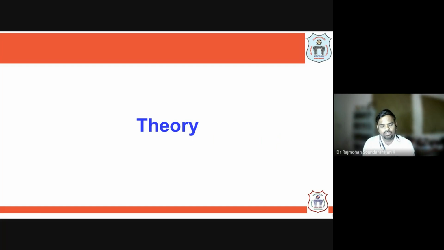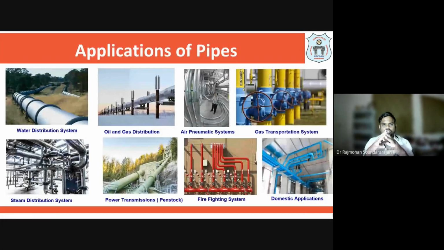Now, let us look into the theory part of this experiment. If you look at the application of pipes, we were talking about closed conduits. We have seen the flow of fluids can be in an open channel or in a closed channel. When it comes to closed channels, the flow will be across closed conduits, particularly circular pipes.